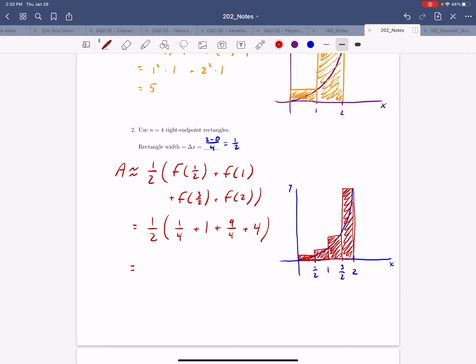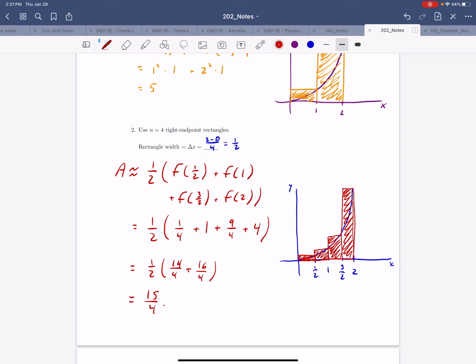We're going to get, let's see, 1/4 plus 1 is 5/4 plus 9/4, 14/4. Can't do this all in my head. Plus 4, I guess that's 16/4, which I guess is 15/2. So I guess we're looking at 15/4. Just double checking, right, 30/4 is 15/2, 15/4. Okay. 15/4, a little bit less than 4.